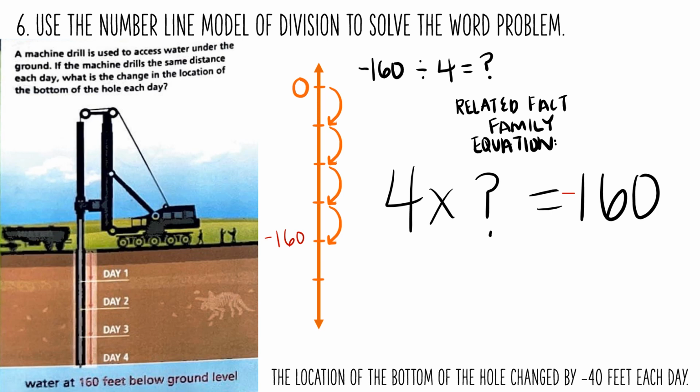We know that 4 times 4 is 16. 4 times negative 4 would give us negative 16. We can get a 0 on the end just by putting a 0 on the end of that factor. So 4 times negative 40 would give us negative 160. So that tells us that the location of the bottom of the hole changed by negative 40 feet each day.